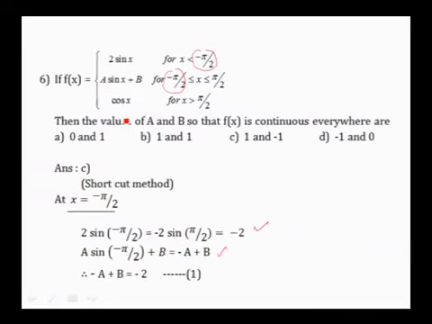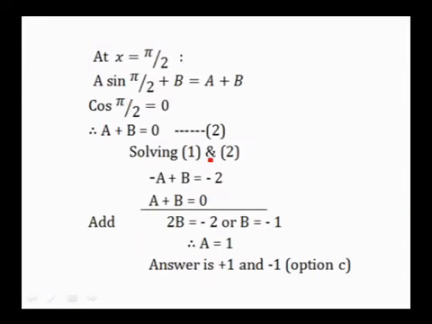So, here if you put x equals pi by 2, A sin pi by 2 plus B, that is A plus B. Here, if you put x equals pi by 2, cos 90 is 0. So, A plus B must be equal to 0. You get another equation. If you take these two equations and solve, 2b is equal to minus 2, or b equals minus 1. If you substitute b equals minus 1, you get a equals 1. So, the answer is 1 and minus 1. Option C is the answer, because a is 1 and b is minus 1.